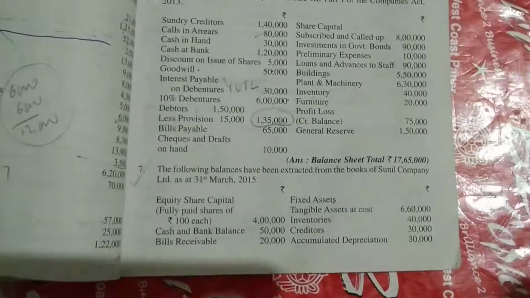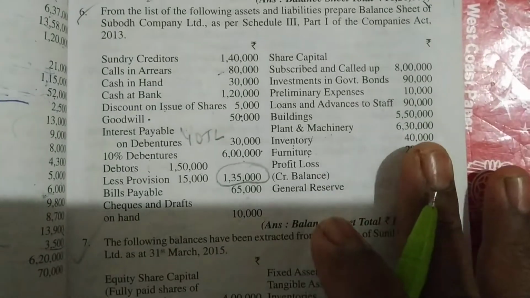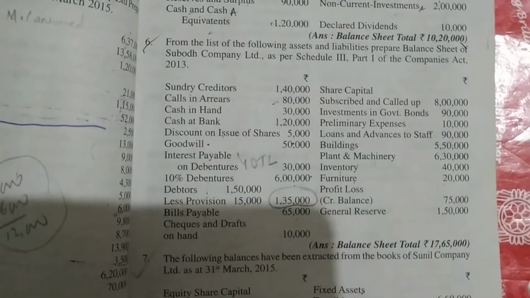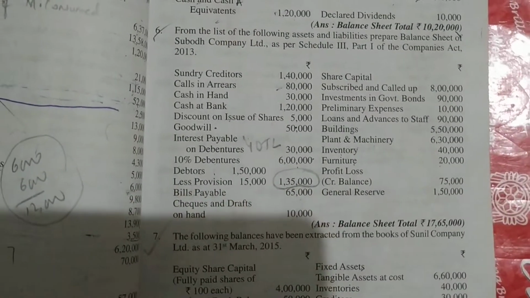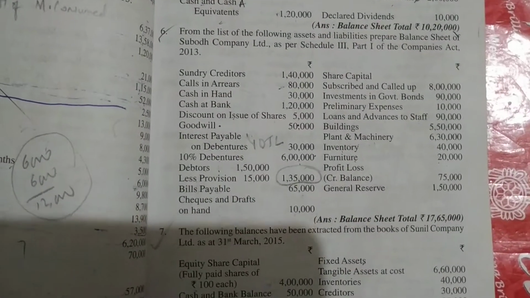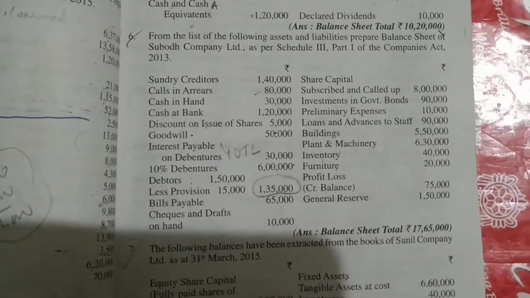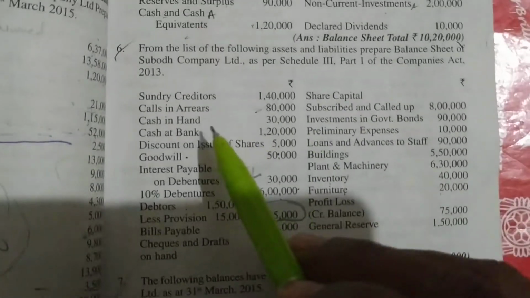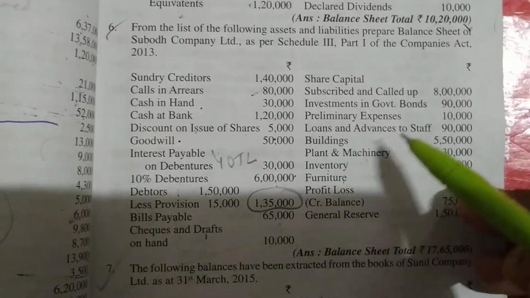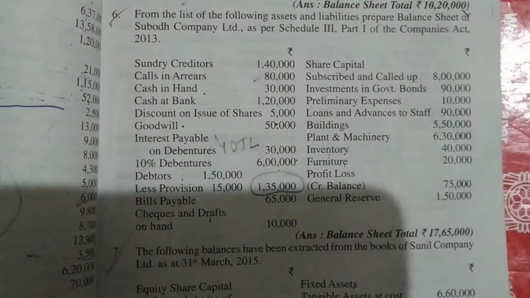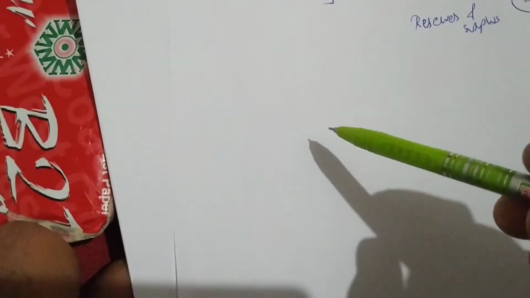Okay, done. So we have seen all the treatment of the items which are given in the question. Please do solve the problem. It's very easy. Two working notes I have prepared: share capital and reserves and surplus. You have to prepare one more working note, that is cash and cash equivalent, and next tangible assets. After that you prepare tangible assets and cash equivalent.